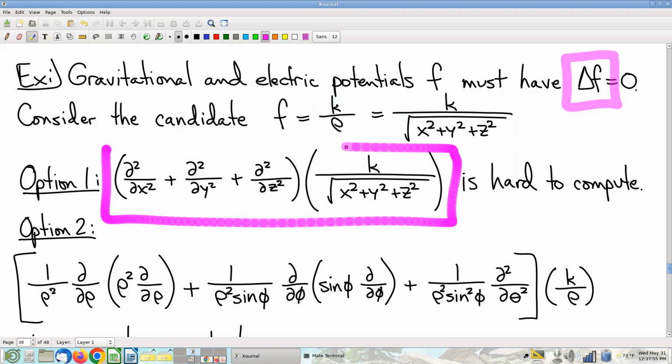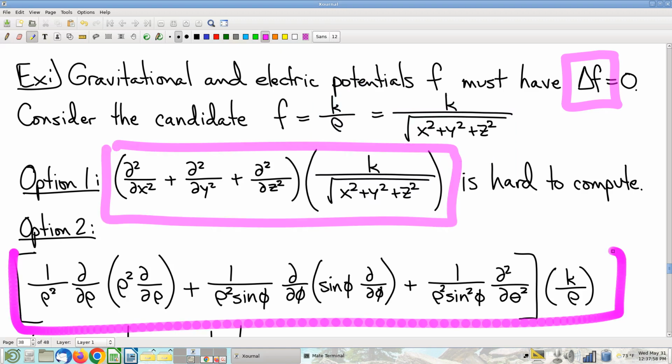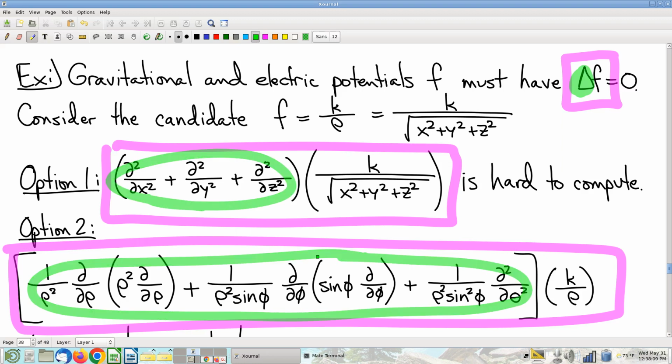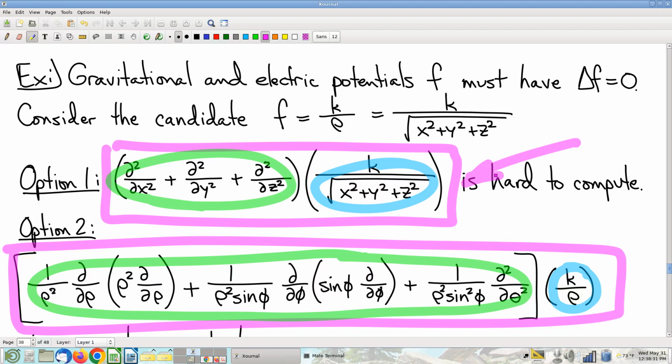Here are our candidates. I can either compute this or I can compute this, keeping in mind that the Laplacian looks like this in rectangular coordinates, and it looks like this in spherical coordinates. And keeping in mind that our candidate function f looks like this in rectangular coordinates and looks like this in spherical coordinates. So here are our options. One or two, which would you rather compute? Now, again, at a glance, a lot of you would still pick this one because it's shorter. It doesn't have any trig in it, right?